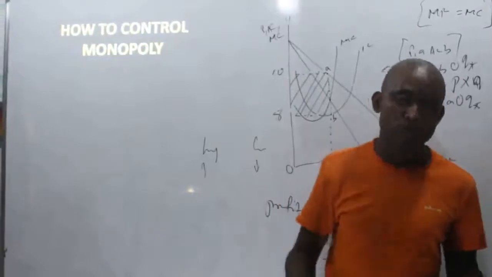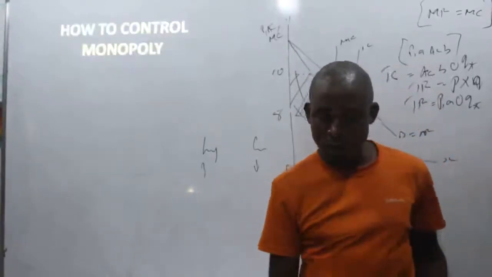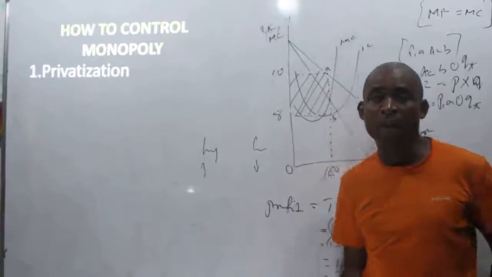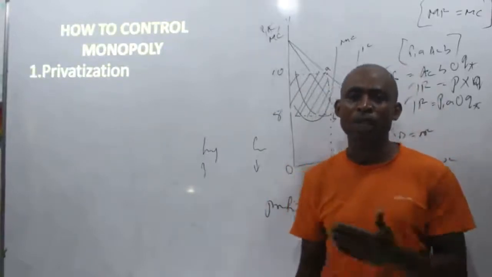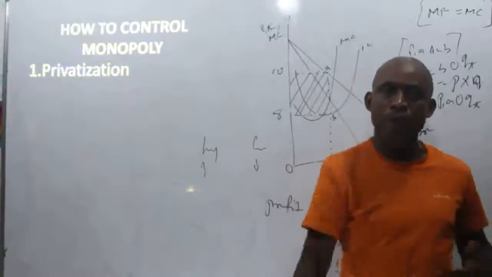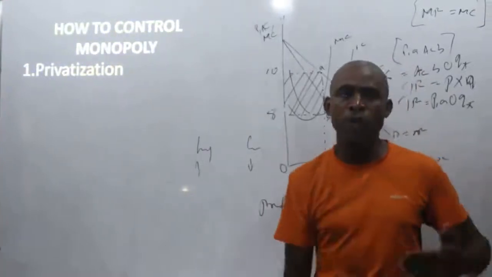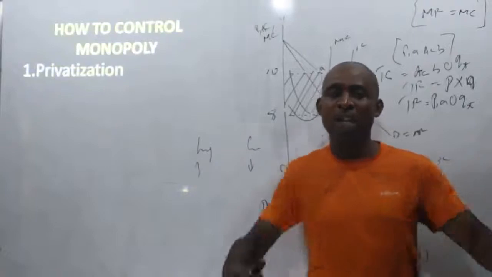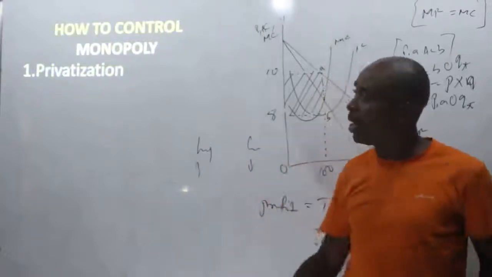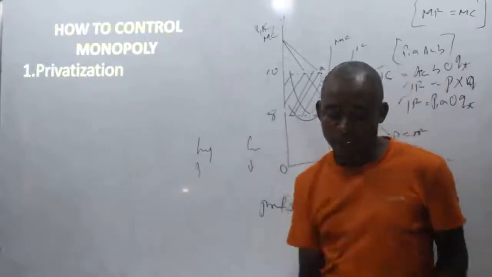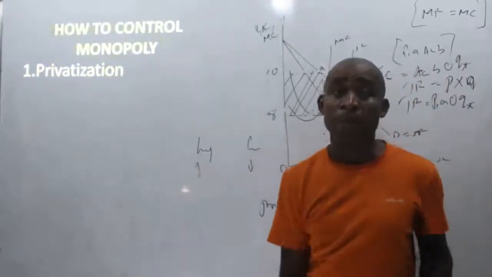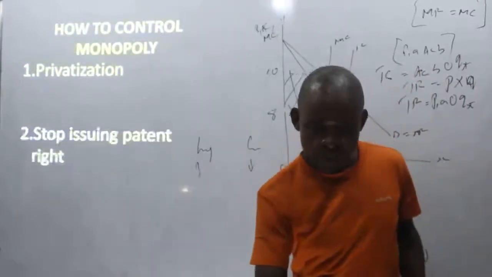How to control monopoly. Now, the first way the government can control monopoly is through privatization. Privatization is the transfer of ownership of business from the government to private individuals so that there can be competition. So the government handles monopoly by engaging itself in what we call privatization.